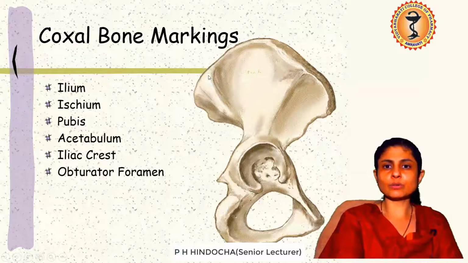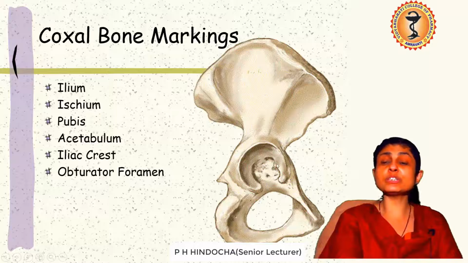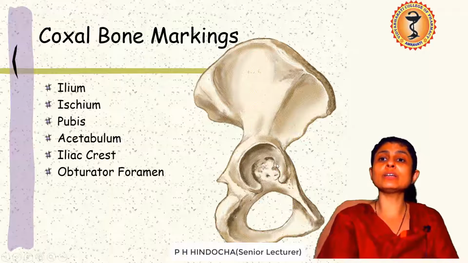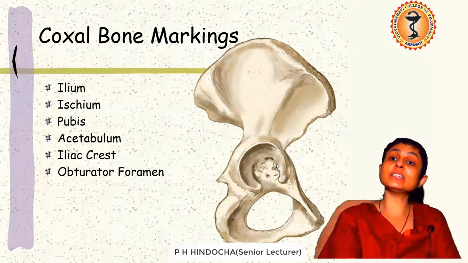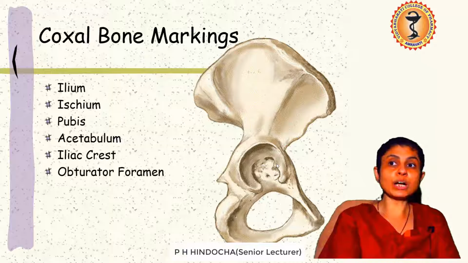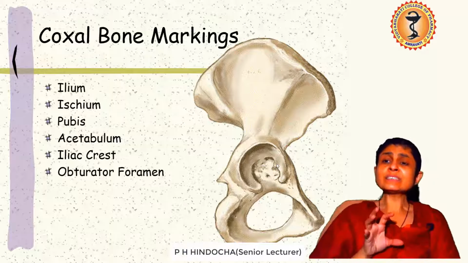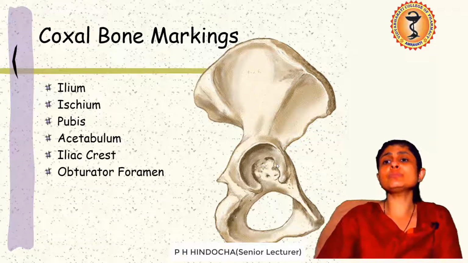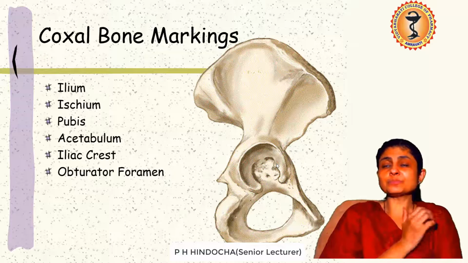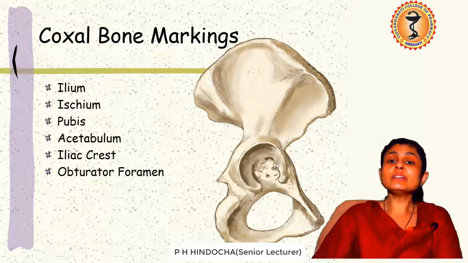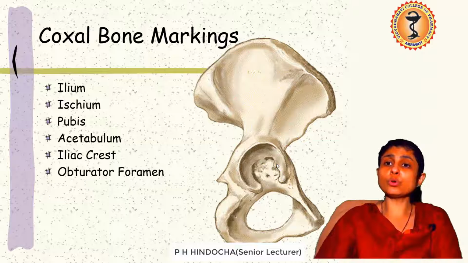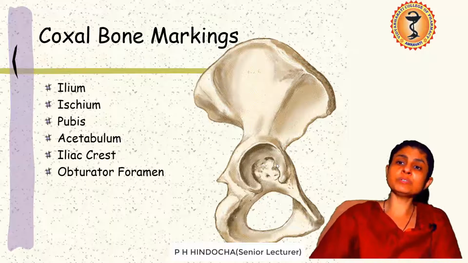Coxal bone markings: the outermost one, ilium, ischium, pubis, acetabulum. This cavity is the acetabulum, which is analogous to the glenoid cavity, which we have studied earlier in the scapula. Scapula, if you remember, is a part of the pectoral girdle, and it has a cavity called glenoid cavity into which the humerus, the bone of the arm, will attach. Similarly, here we have the acetabulum into which the bone of the lower limb, that is the femur, will attach.